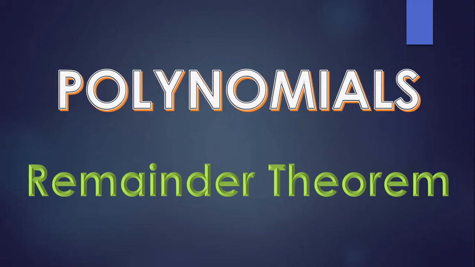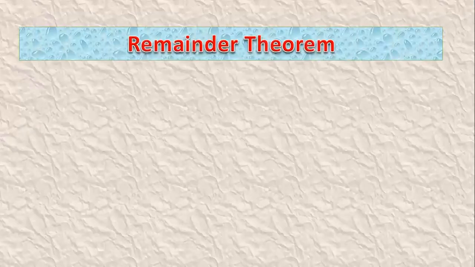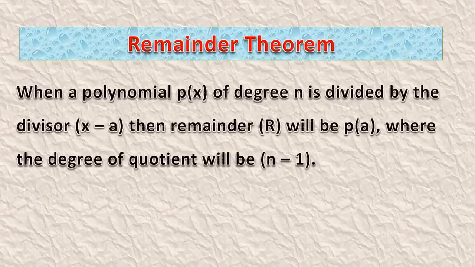Before we go into the deeper part of how the remainder theorem can be implemented in our various calculations, first of all let us state what the remainder theorem is. The remainder theorem can be stated like this: when a polynomial p(x) of degree n is divided by the divisor x minus a, then the remainder r will be p(a), where the degree of the quotient will be n minus 1.